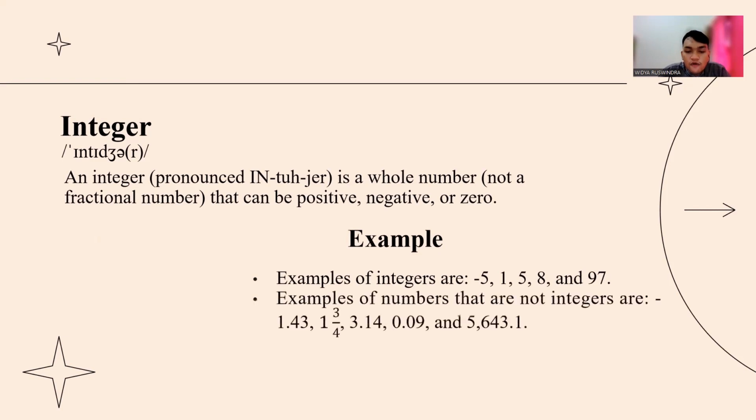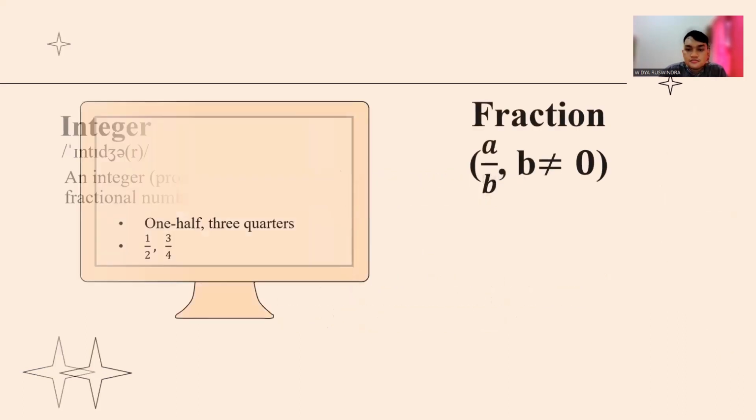Examples of numbers that are not integers are minus 1.43, 1 and 3 quarters, 3.14, 0.09, and 5643.1.